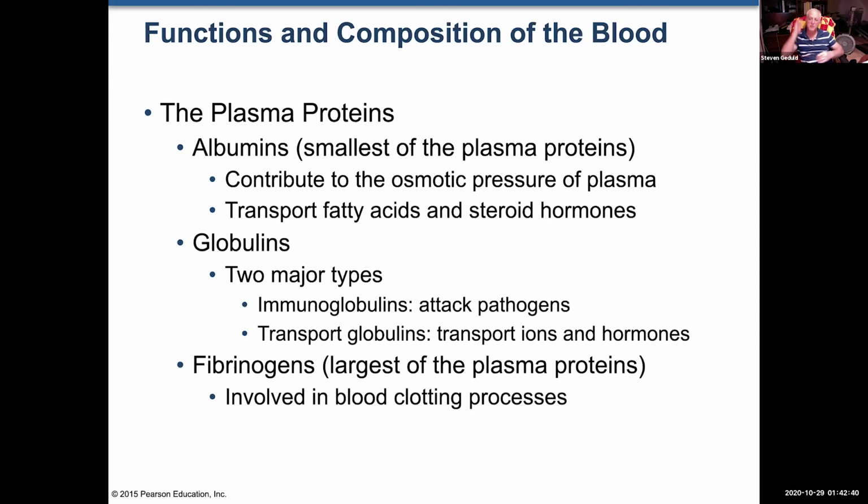There's 2 types of globulins in plasma. Okay? There's immunoglobulins, which are your antibodies that attack pathogens, anything foreign in the body. And there's transport globulins, which transport ions and hormones throughout the body. And the last group of plasma proteins is your fibrinogens. Those are the largest of your plasma proteins. And these are the ones that are involved in clotting the blood. Okay. So your albumins are your smallest, you've got your globulins, which are your immunoglobulins and your transport globulins, and your fibrinogens, which are the largest of your plasma proteins.